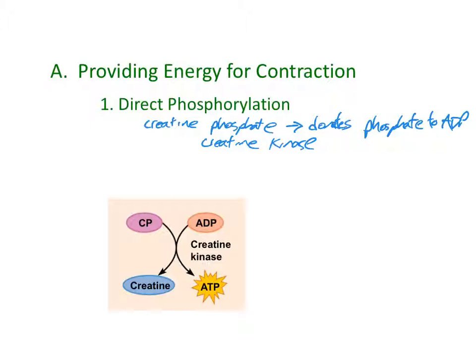If we were to draw this out as a reaction, here you can see creatine phosphate and adenosine diphosphate come in as reactants. It's catalyzed by creatine kinase, which again is an enzyme, meaning that it speeds up a reaction but does not get changed by the reaction, and that will transfer this phosphate group over to the ADP, leaving creatine and ATP as the products.